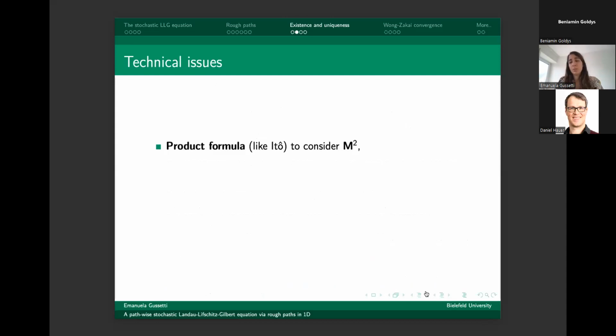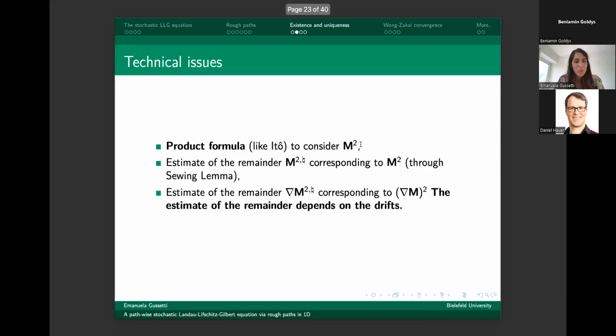There are some technical issues. In classical Stratonovich and Itô calculus, one would employ a product formula like the Itô formula to consider the squared equation. Here, it's not a monotone equation, but one can have some monotone parts that one wants to keep on the left-hand side of the inequality. So it's meaningful to consider a squared equation. And here one has to derive a product formula, but luckily they were already available, so we just employed them.